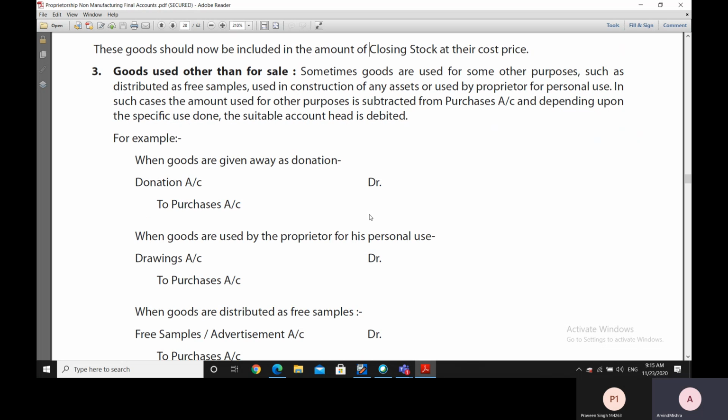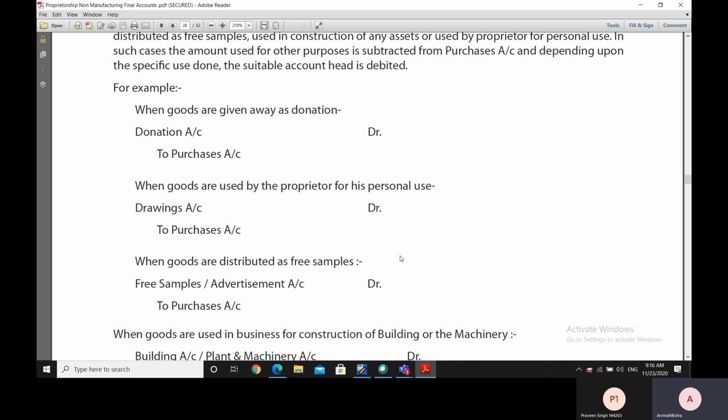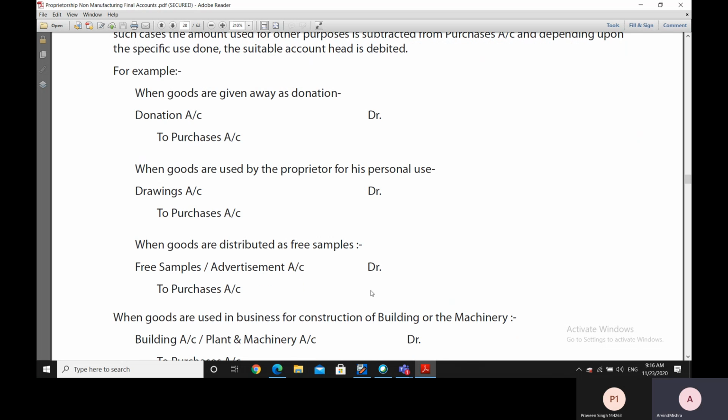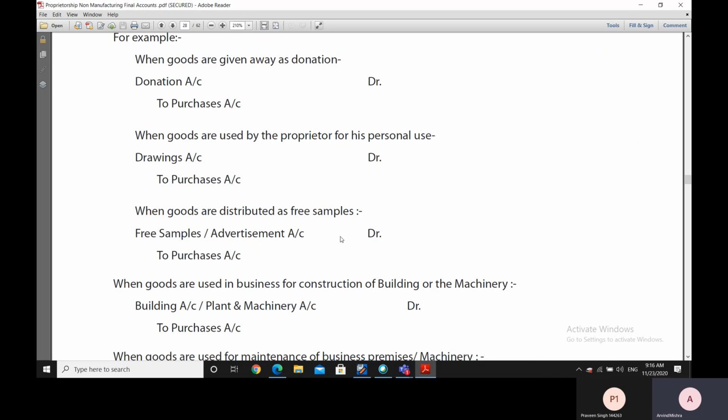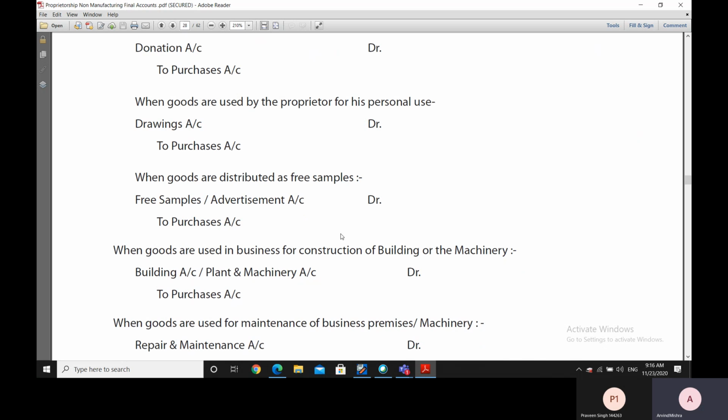Sometimes it may happen that a proprietor may take away some goods for his personal use. So in that case, we will credit the purchase and debit the drawings account. On the other hand, sometimes the goods are distributed as free sample. In that case, we will credit the purchase and debit the sample account or the advertisement account, thereby treating this amount as an expenditure of the business.